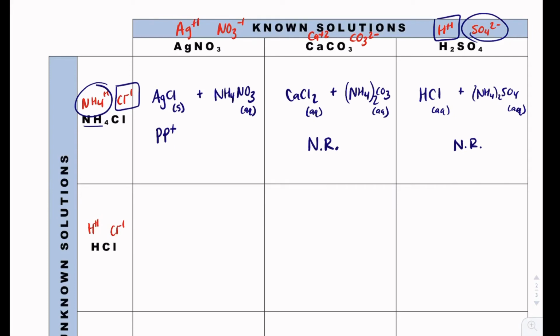So for this compound, ammonium chloride, its unique fingerprint would be, when we cross it with silver nitrate, calcium carbonate, and hydrogen sulfate, we're going to get precipitate, no reaction, no reaction. That is its fingerprint.